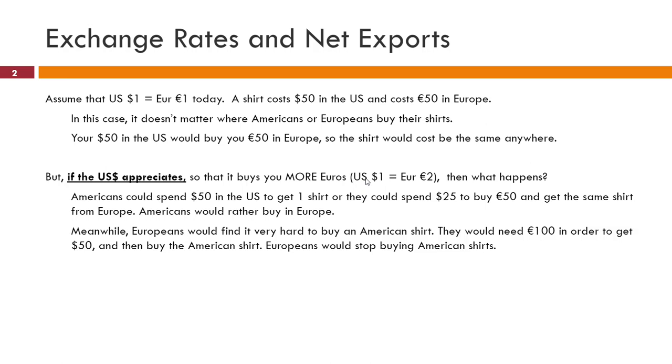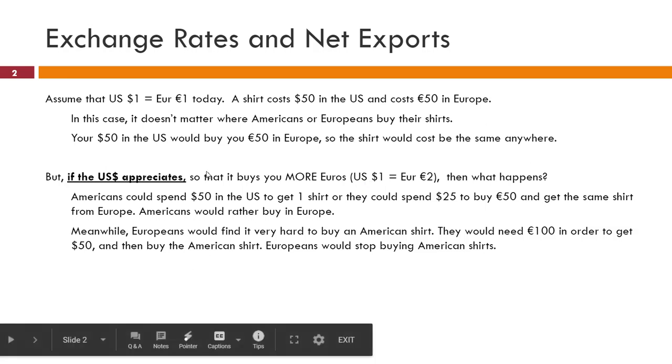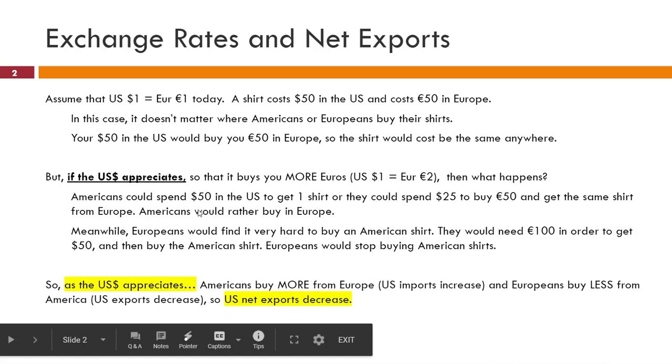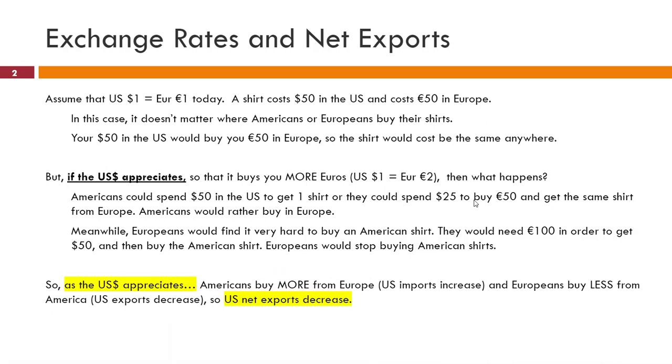Right? So what do we get if we look at this middle section again in terms of conclusions? What we get is that as the US dollar appreciated, Americans were incentivized to buy more things from Europe, which means US imports increase, and Europeans were buying fewer things from the United States, which means US exports decrease. So, conclusion in the highlight here, as the dollar appreciated, net exports, exports minus imports, for the United States would decrease.